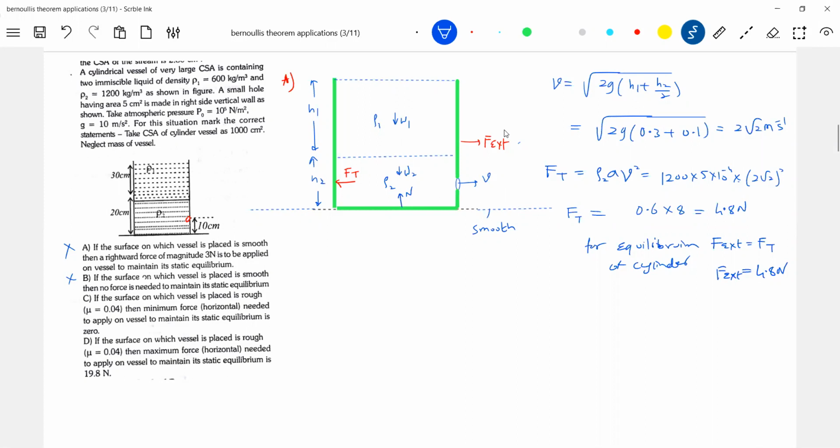Now, if the surface on which vessel is placed is rough, then the minimum force needed to apply on vessel to maintain its static equilibrium is 0. Okay, let's see that. What is the mu(s) value? The same diagram. No need to change anything. Just we have to take the same diagram.